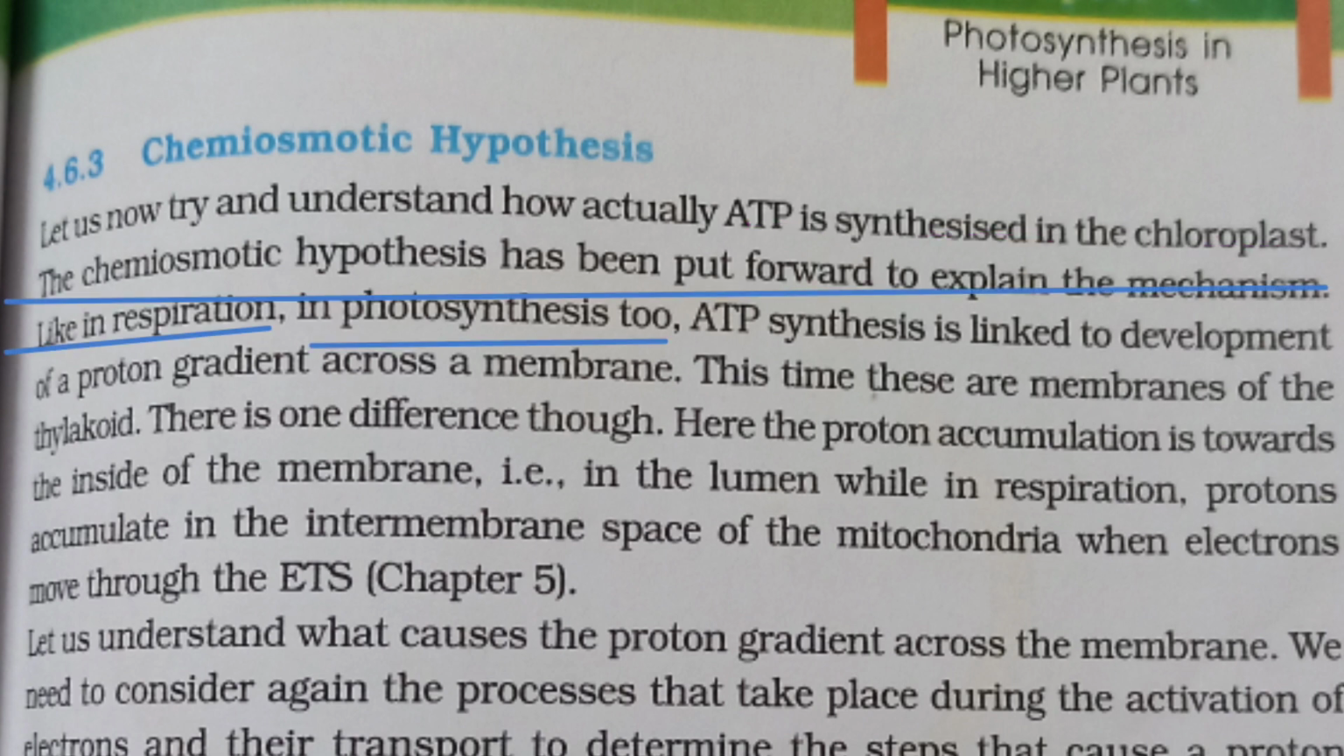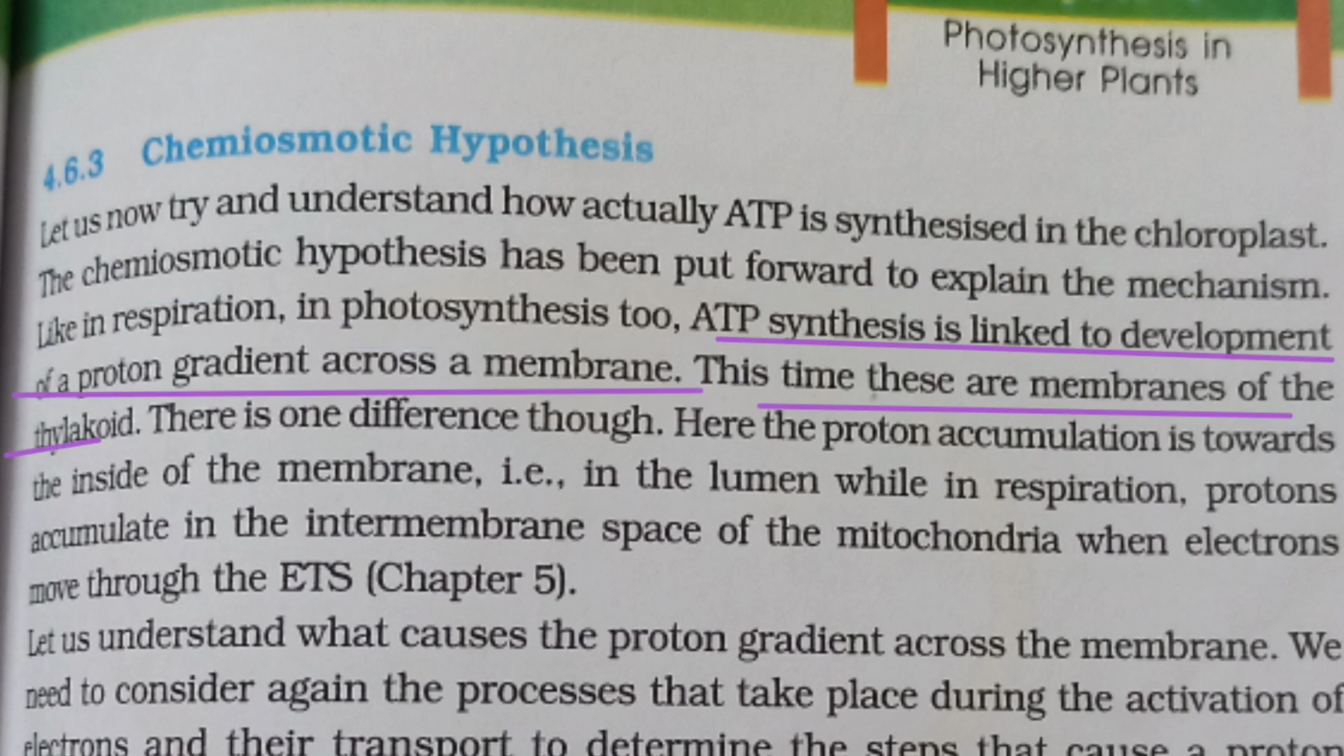ATP is synthesized in the chloroplast. The chemiosmotic hypothesis has been put forward to explain the mechanism. Like in respiration, in photosynthesis too, ATP synthesis is linked to development of a proton gradient across a membrane. This time, these are membranes of the thylakoid. There is one difference though. Here, the proton accumulation is towards the inside of the membrane, in the lumen, while in respiration, protons accumulate in the intermembrane space of the mitochondria when electrons move through the ETS.